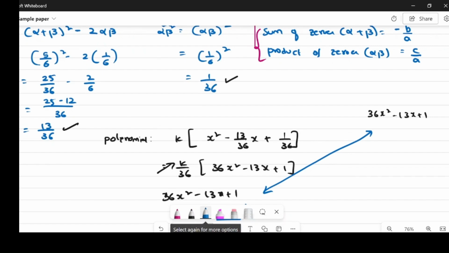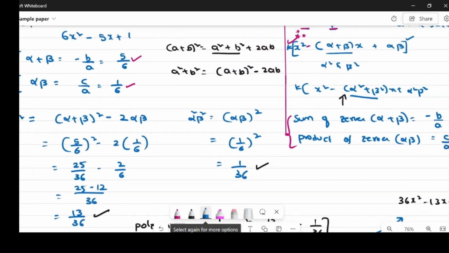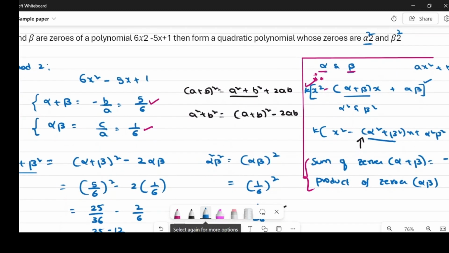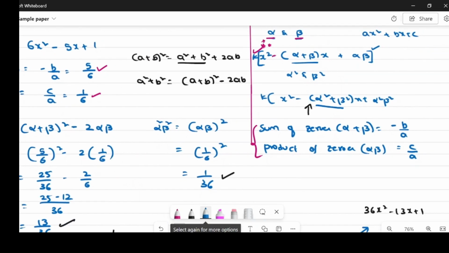Hope both the methods are clear. Whichever you feel comfortable with, you can follow that. So the only change for both the methods is how you are finding the alpha square plus beta square value and the alpha square beta square value. Here, using identities we are finding the alpha square plus beta square value, and in the first method we factorized and then found the values of alpha and beta, then directly squared them, then found the sum and the product.